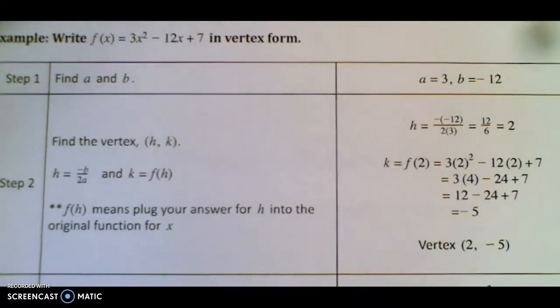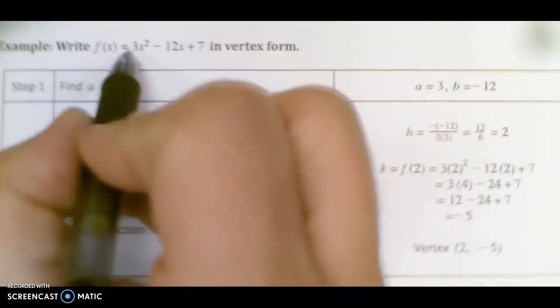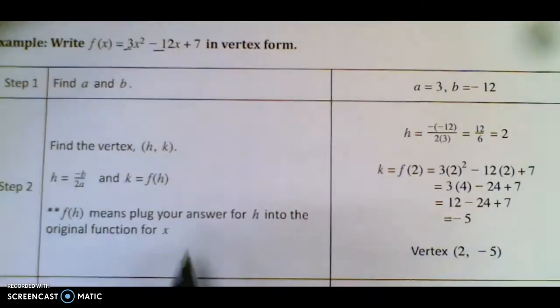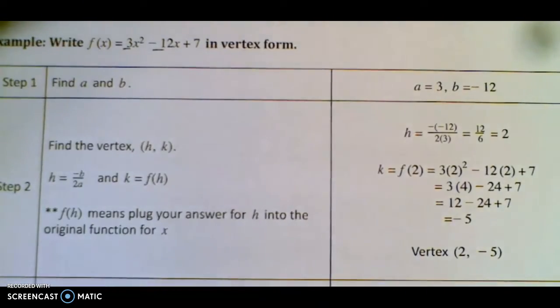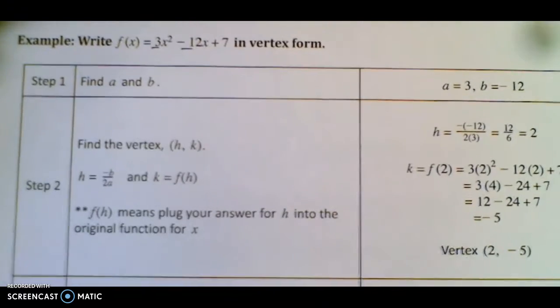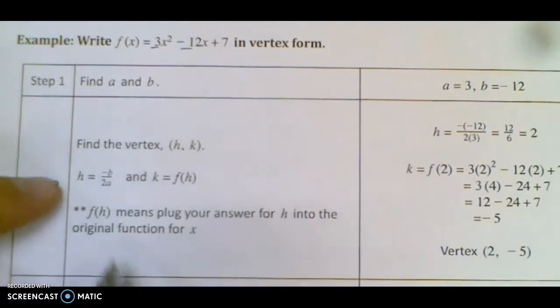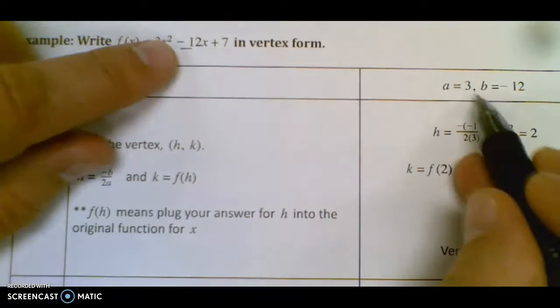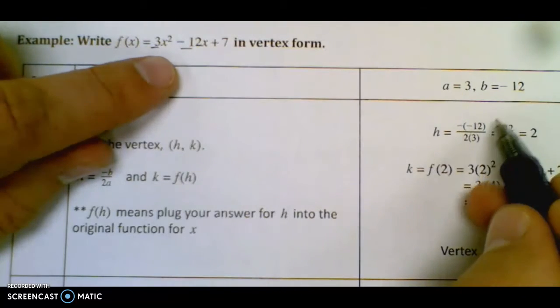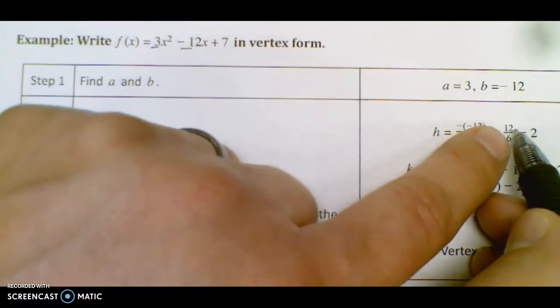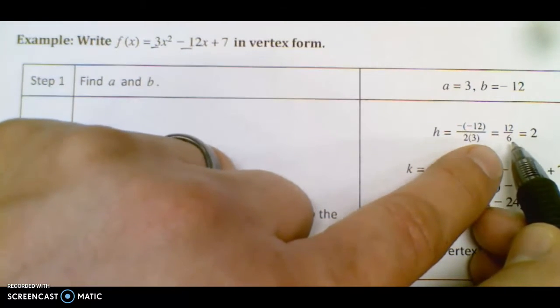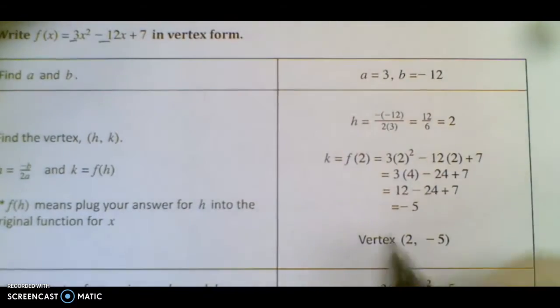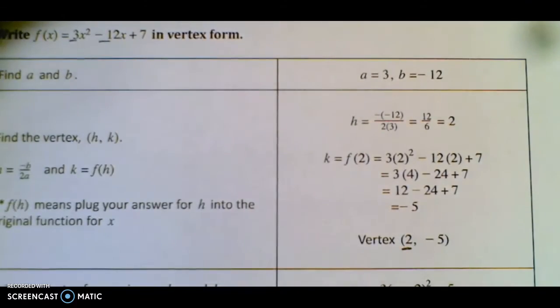So here's a quick example where everything's kind of done for you. A is 3, b is negative 12, c doesn't matter. Okay, so if I asked you to find the vertex, you would start with negative b over 2a. So a is 3, b is negative 12. So negative b would be 12 over 2 times a, which is 6, and that equals 2. So what that tells me is my vertex, the x part is 2.